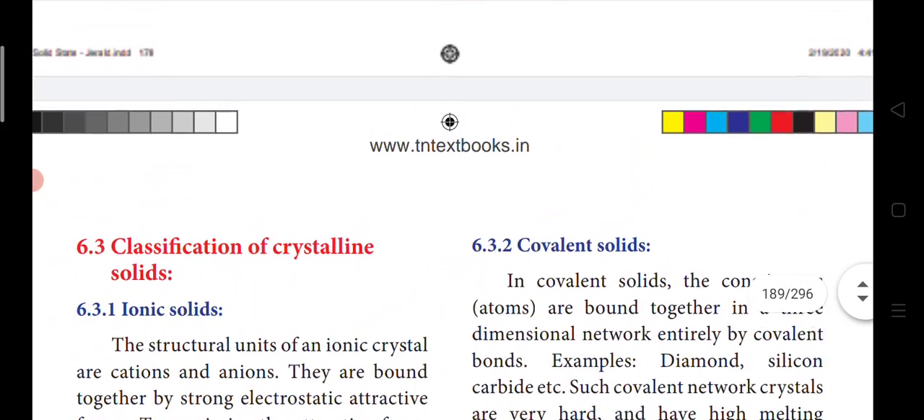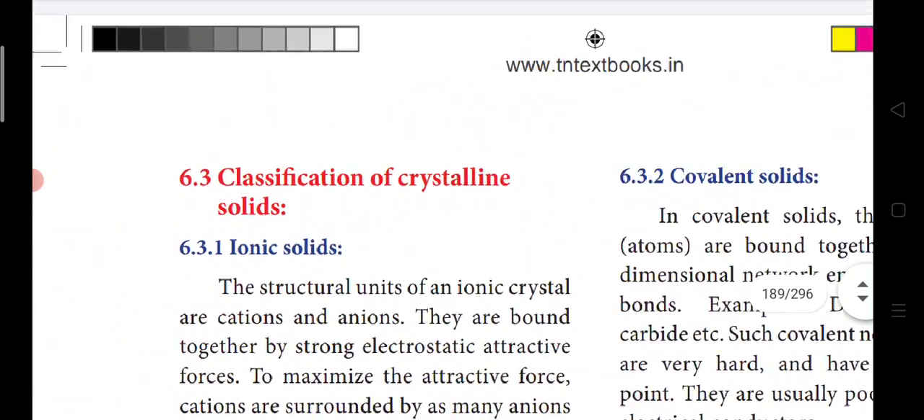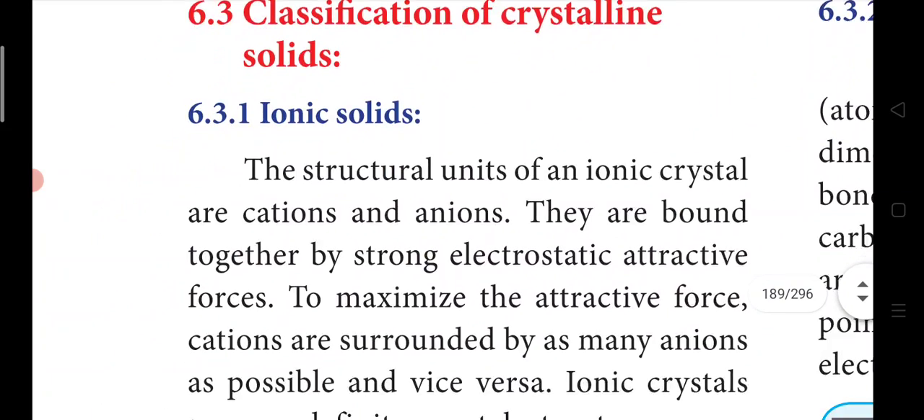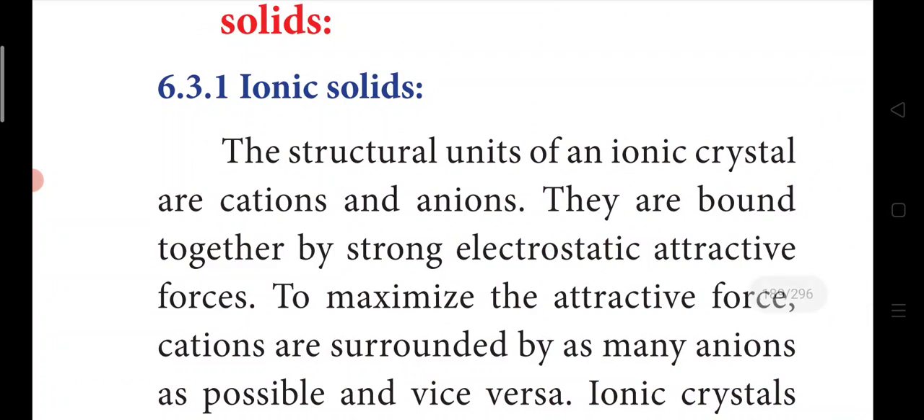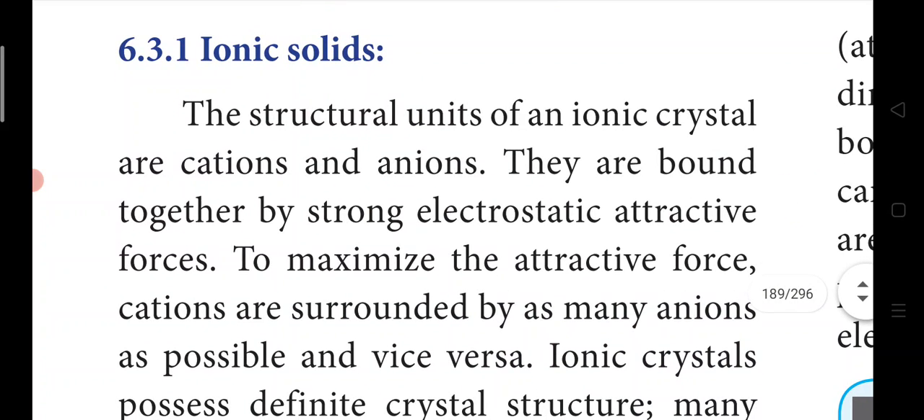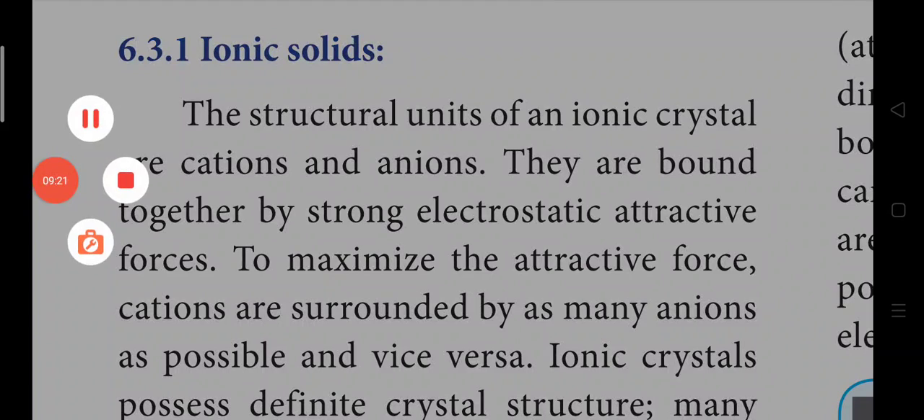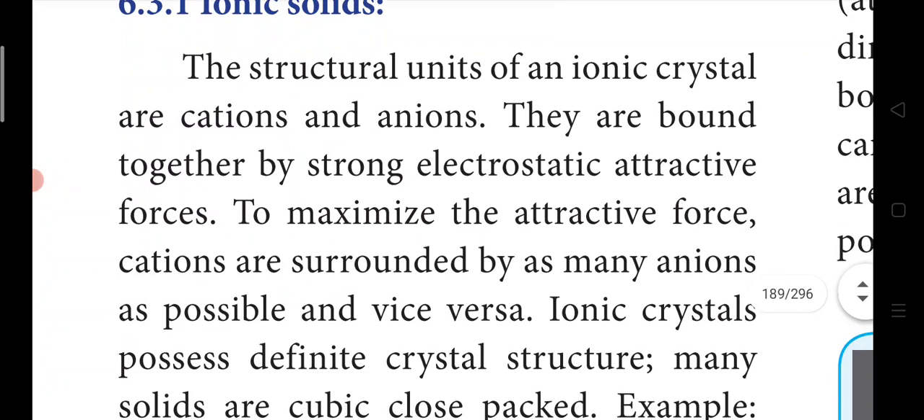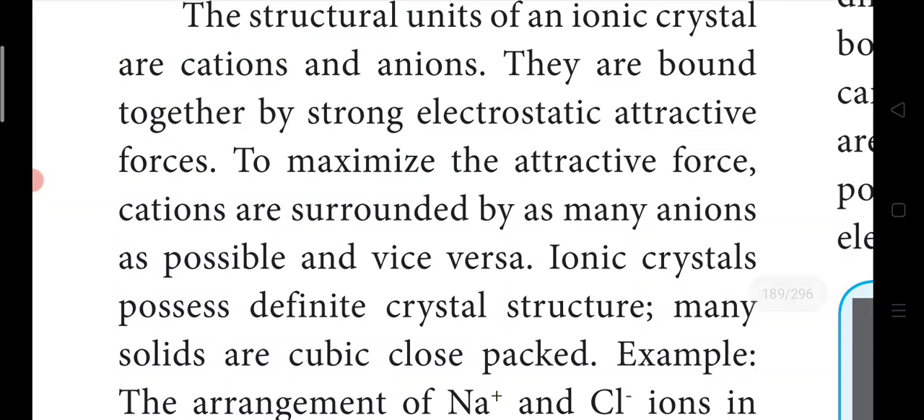And this is the classification of crystalline solids. These crystalline solids are further classified. First we have ionic solids. The structural unit of anions and cations, we call an ionic crystal. They are bound together by strong electrostatic attractive forces. To maximize these attractive forces, the cations are surrounded by as many anions.